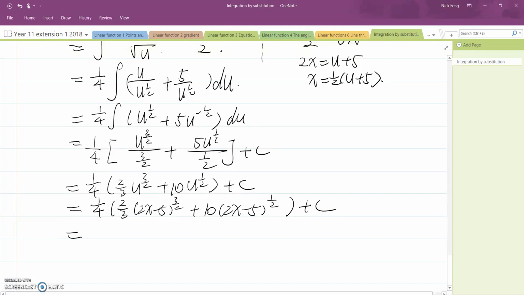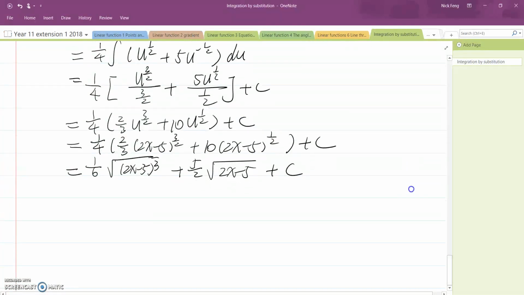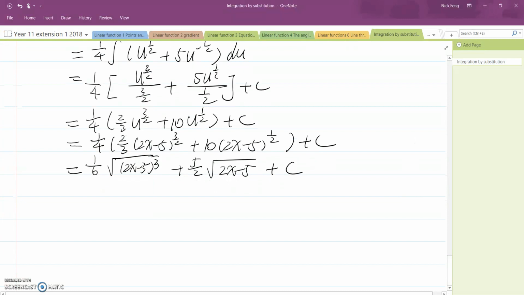And then it's up to you whether you want to expand it or not. Well, it doesn't really matter. So you put it in, that's 1 on 6 square root of 2x minus 5 to the power of 3, plus 5 on 2 times 2x minus 5 to the power of half, that is square root of 2x minus 5, plus c. Okay, so it's pretty much similar.